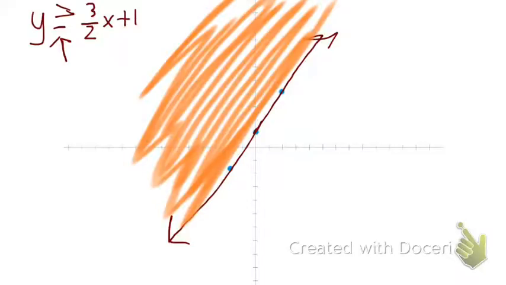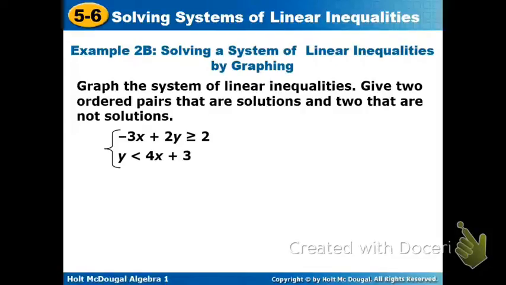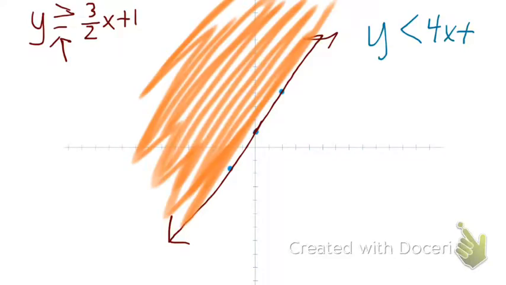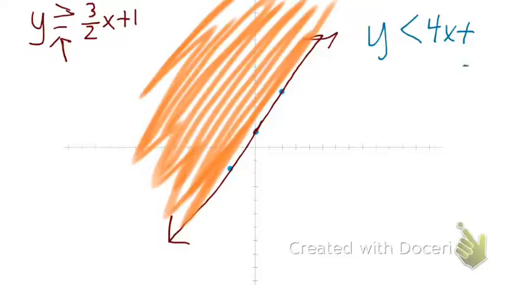Okay? Now we need to graph this other line that we had, which was y is less than 4x plus 3. I'm going to put that plus 3 down here because I'm clicking something, it's making it move. Okay, so y is less than 4x plus 3. So let's go ahead and get this on the graph then.